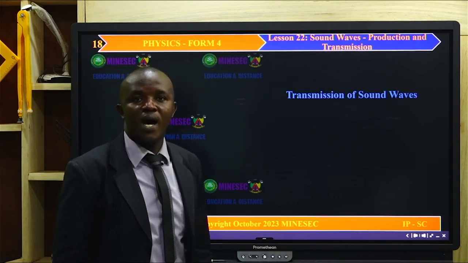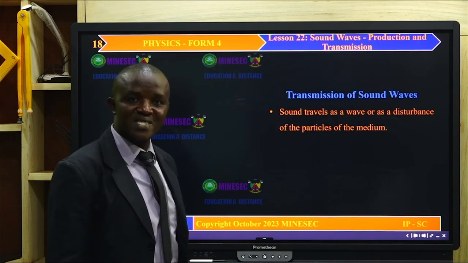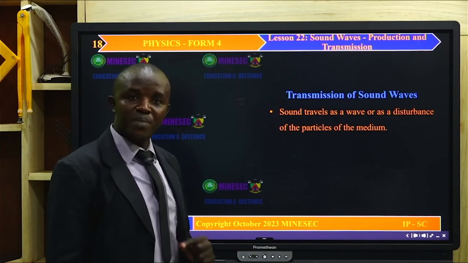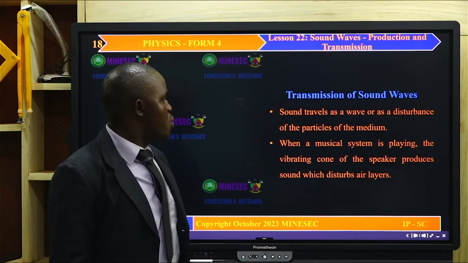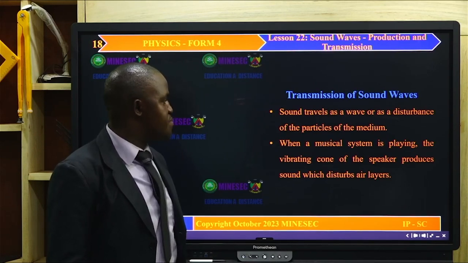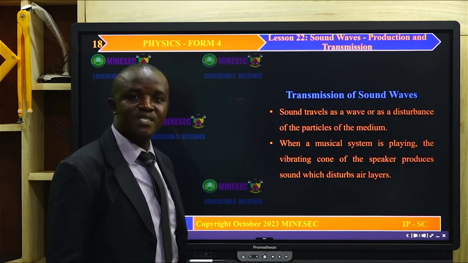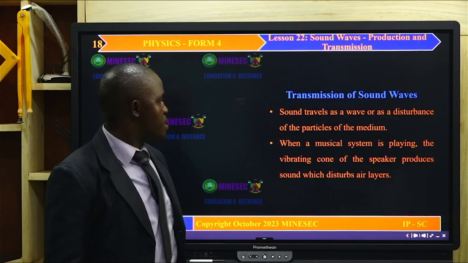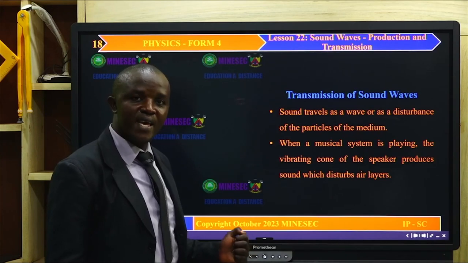Transmission of sound waves. How are sound waves transmitted? Sound travels as a wave or as a disturbance of the particles of the medium. So when a musical system is playing, the vibrating cone of the speaker produces sound which disturbs air layers. The sound wave travels as a disturbance of the medium, or the particles of the medium. When the musical system is set playing, the vibrating cone of the speaker produces sound which disturbs air layers.